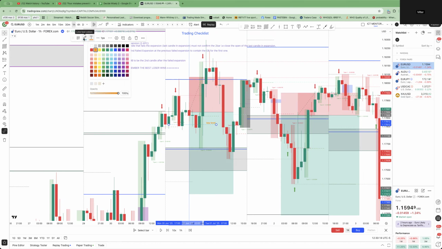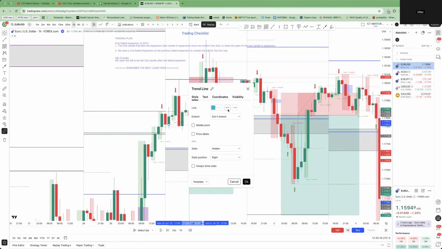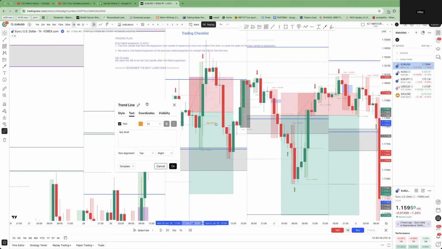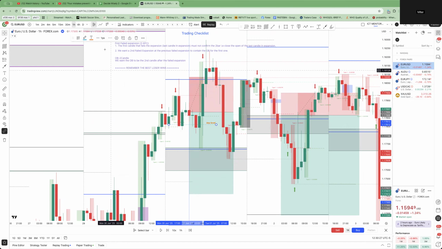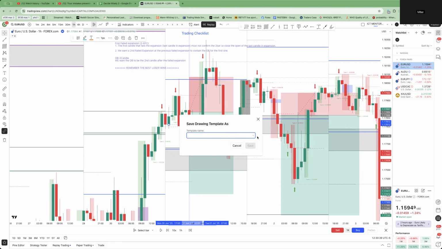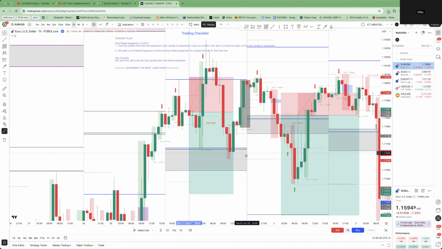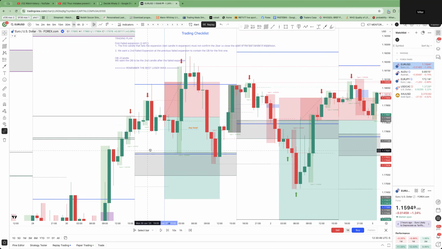Text. Oh my, sorry guys. I want something darker for me to see easily. Okay, let's go with this for now. And we bold it. Too much. Save template. Key level. So our key level in this instance is the second candle.